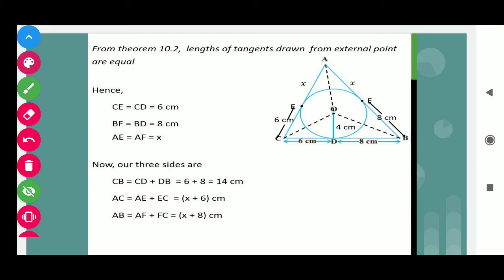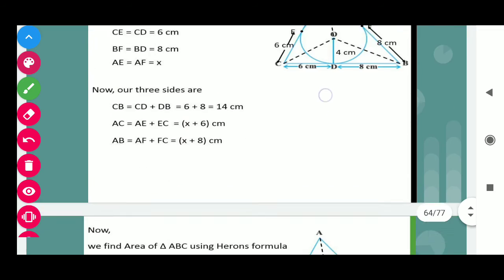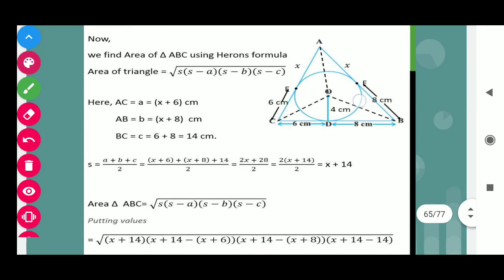So now our three sides are CB, AC, AB. Okay, CB is what? 8 plus 6, we get 14. AC is what? 6 plus X, and AB is 8 plus X. So students, we need to find the value of X.